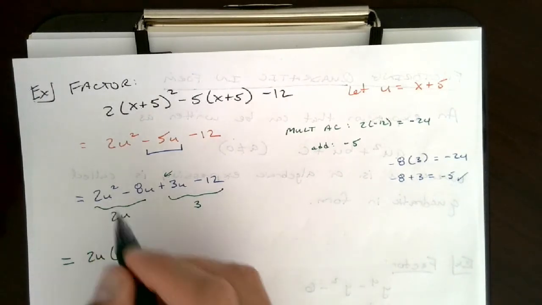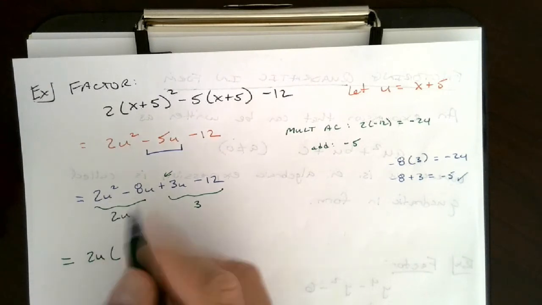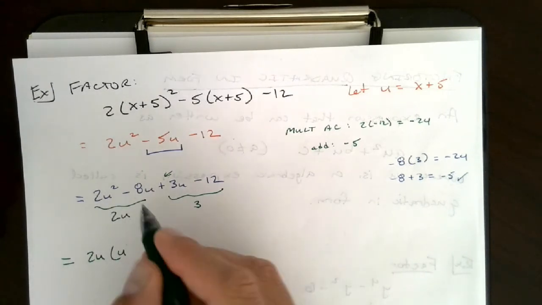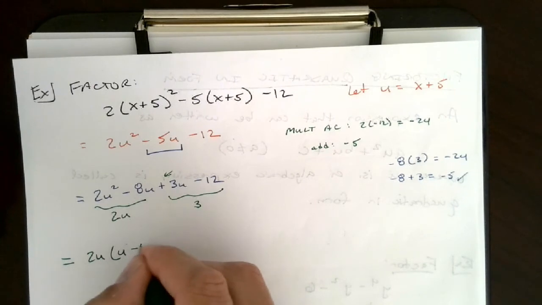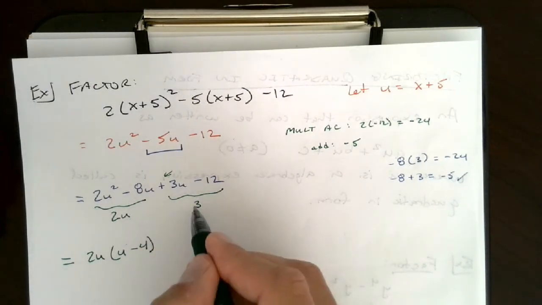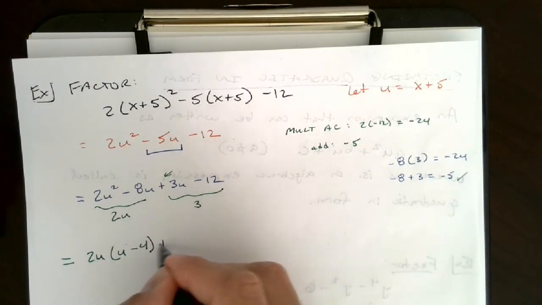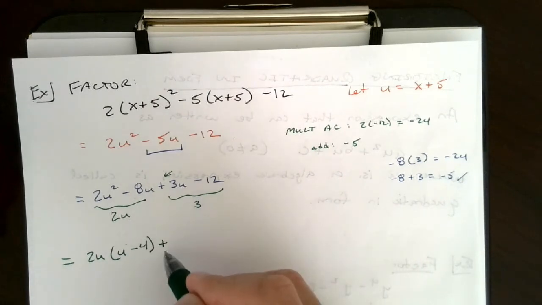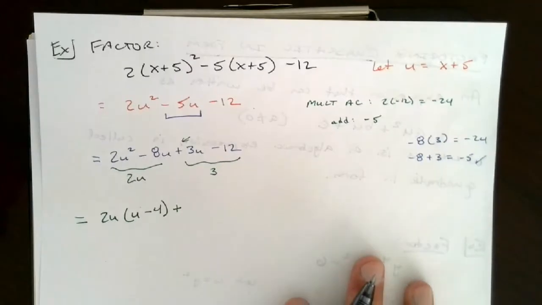What's left? 2u squared. Factoring out 2u is the same as dividing it to figure out what's left in here. 2u squared divided by 2u is just u. Negative 8u divided by 2u is a negative 4. Close that parenthesis. This is a positive 3. That's a positive. This has to stay plus. Make sure you have it there. That sign matters. It gives you the operation later on.